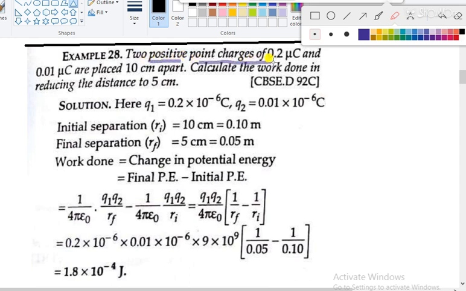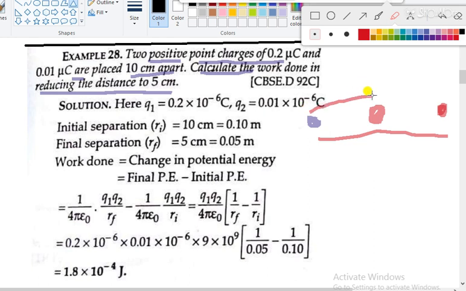Two positive charges, 0.2 microcoulomb and 0.01 microcoulomb, are placed 10 centimeter apart. Calculate the work done in reducing the distance. So it is saying that two charges are placed here. This is the charge and this is the other charge. The distance between them is 10 centimeter. So we have to move this charge to this position. Earlier the distance was 10 centimeter, and we have to reduce this distance. So this distance is 5 centimeter. This distance is 5 centimeter.